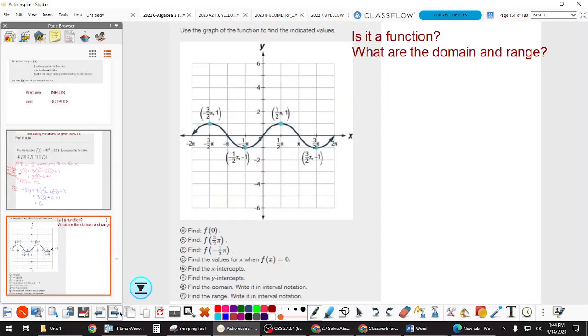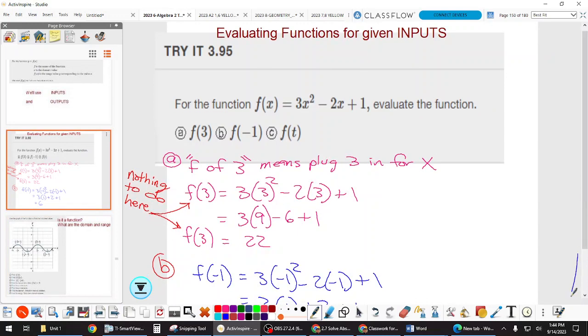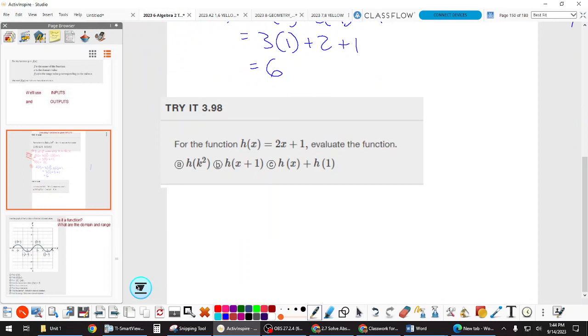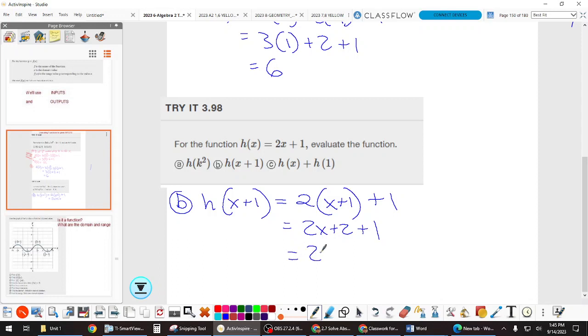What happens if we're substituting in an expression? Where did that go? Here we go. So look down here. We have a simpler function, but we have stuff instead of numbers to plug in. So h of x is 2x plus 1. What is h of x plus 1? Instead of plugging in a number, you just plug in the thing that you're told to plug in. So 2, plug in x plus 1. Don't forget your plus 1 at the end. That was part of the original. And then simplify. So from here, we distribute. And we get 2x plus 3.